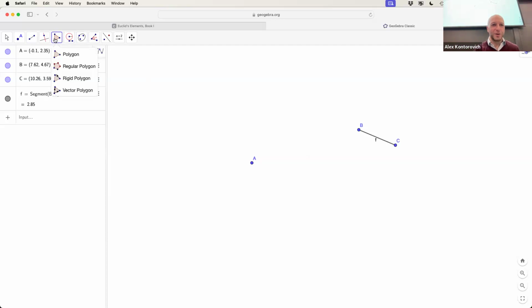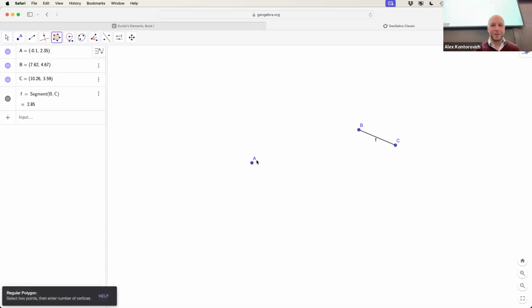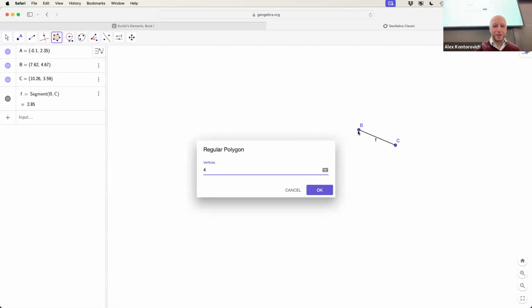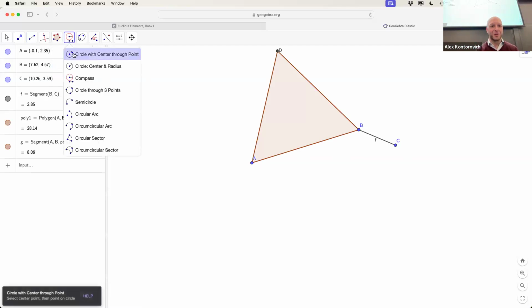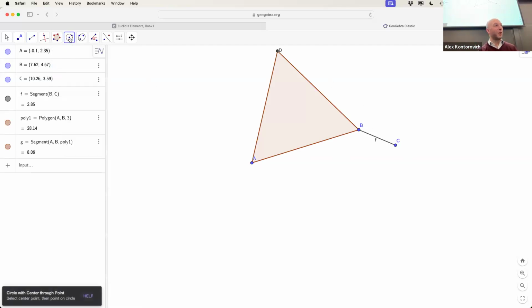So we're supposed to draw a regular triangle, so let's draw a regular triangle. I select 2 points, and then I enter the number of vertices. I want 3 vertices. That will give me a regular triangle. Why am I allowed to draw a regular triangle? Exactly. I1. Exactly right. Now I'm going to draw the circle, the only kind that I'm allowed, given a point and a center, from B to C.